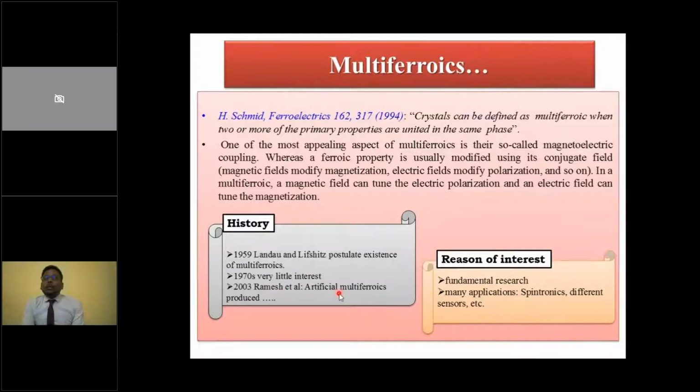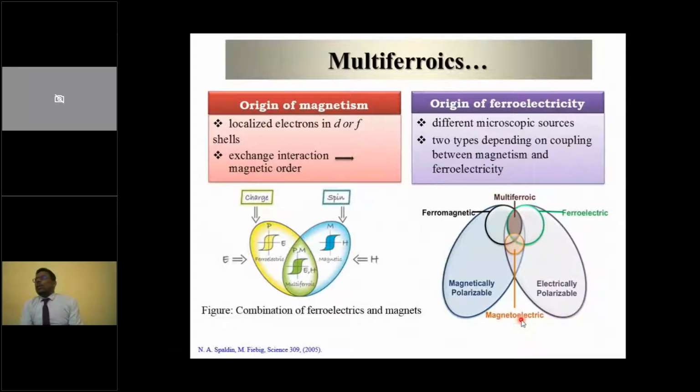After that, there has been a lot of enthusiasm, and a lot of research is going on into artificial multiferroics and their property studies, and how they can be used for different purposes. Because lots of fundamental physics are involved in this particular field, it is of great interest to the research community, as well as for applications like spintronics and different sensors. That's why it is very well accepted by the research community.